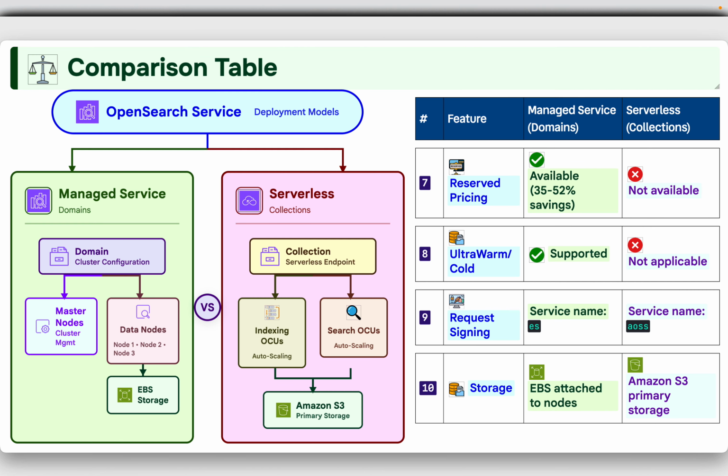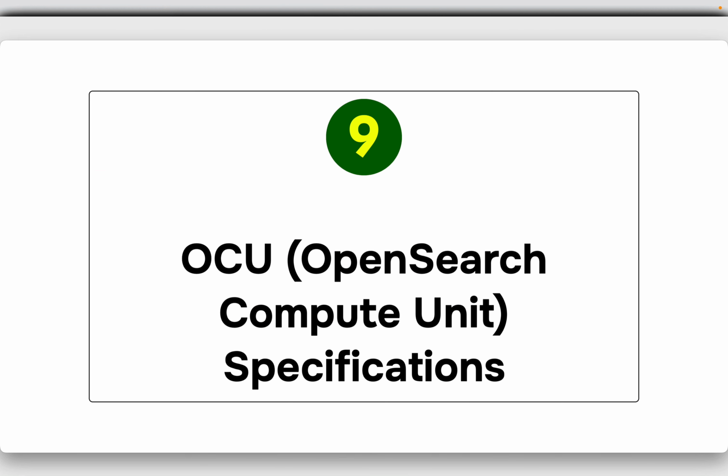Storage. Managed service uses EBS attached to nodes. Serverless uses Amazon S3 as primary storage. Next is the OpenSearch compute unit specification. This is for the serverless because it will use a different compute unit.